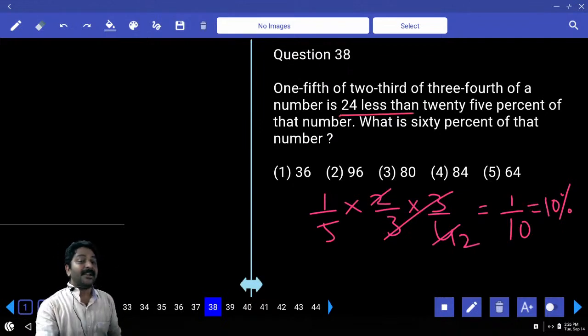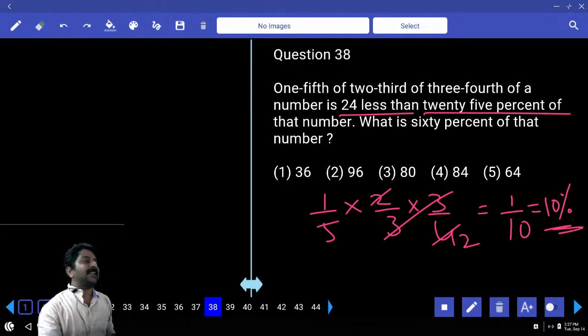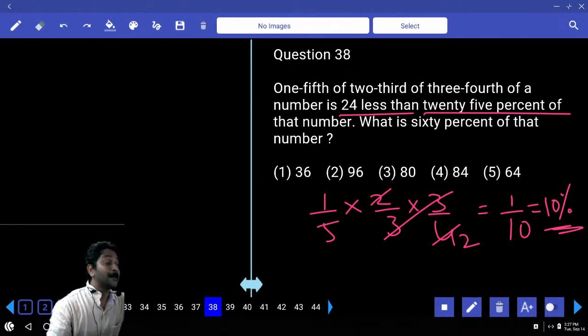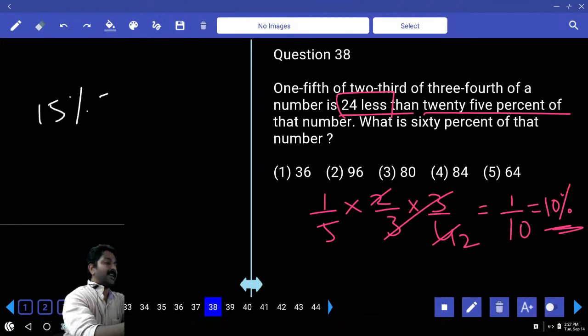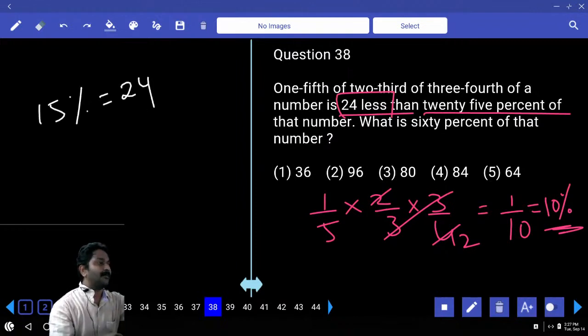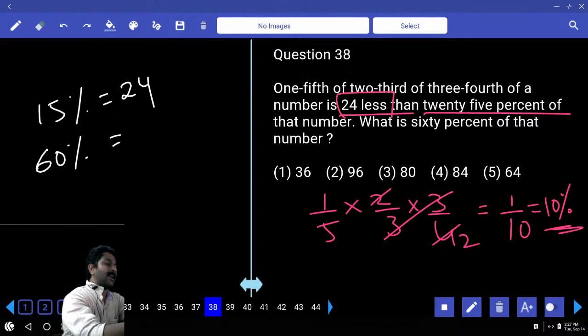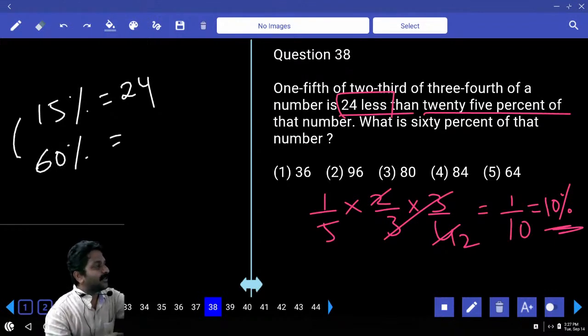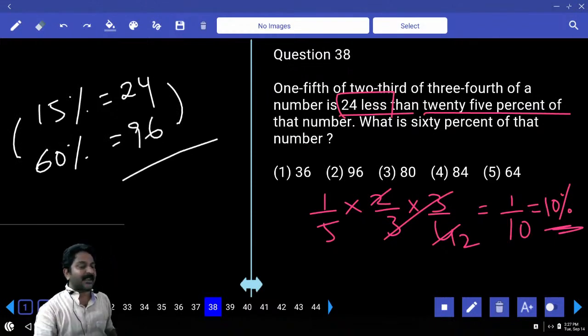Is 24 less than 25% of the number? 10% is how much percentage less than 25%? 15%. And in terms of number, this is mentioned as 24. That means 15% is equal to 24 only. Next, what is 60% of the number? 60% of the number, vertical comparison. 15, how many times is 60? 4 times. On the right hand side, 24 times 4. 96 final answer, second option.